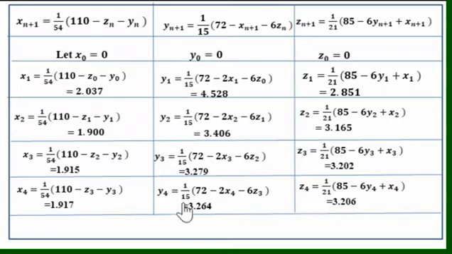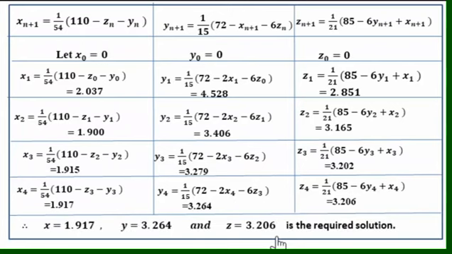This completes the fourth iteration. So finally we can write the required solution is x equal to 1.917, y equal to 3.264 and z equal to 3.206.